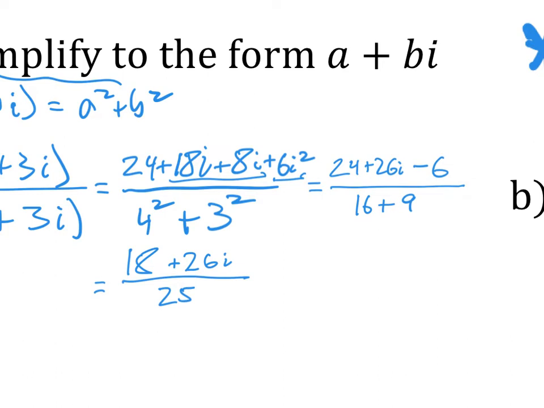Now, we're almost there, but we want to write it in the form a plus bi. Okay, we want to separate this into 2 parts. So in other words, we want to divide by 25, but which one gets divided by 25? Just the 18? Or just the 26? Or both? And the answer is both. We've got to divide both of these. That 25 divides both terms on top. It divides the 18 by 25, and it divides the 26i by 25. All right?